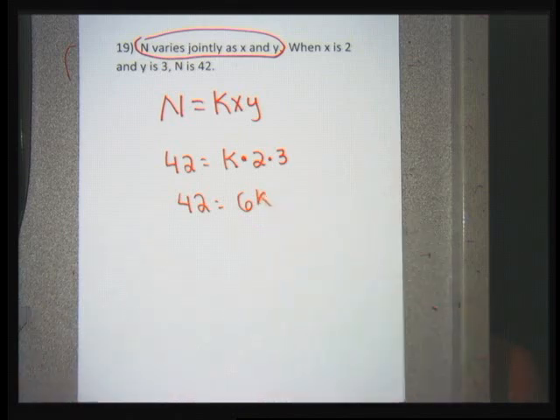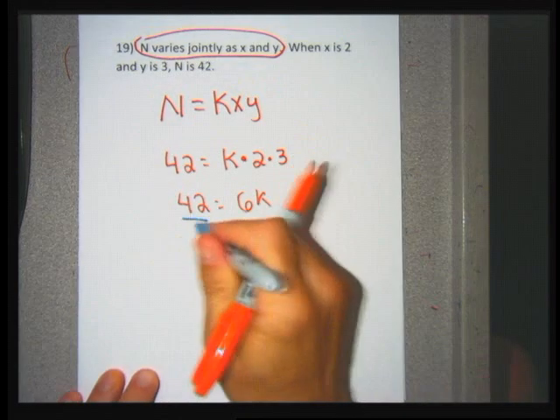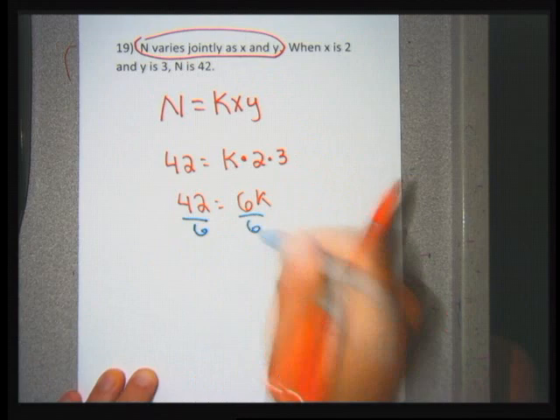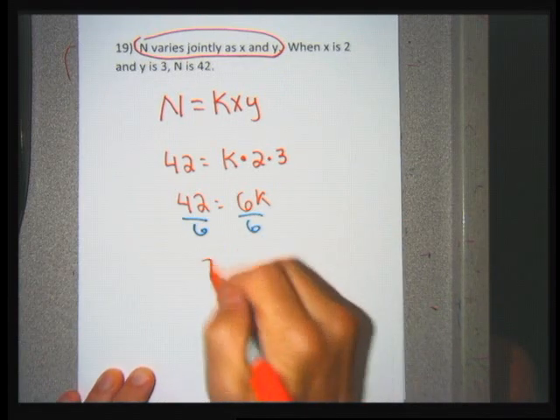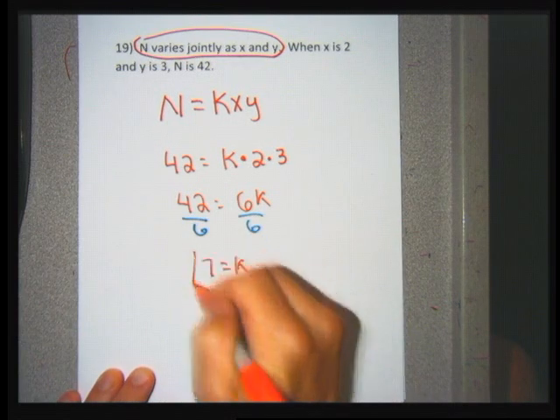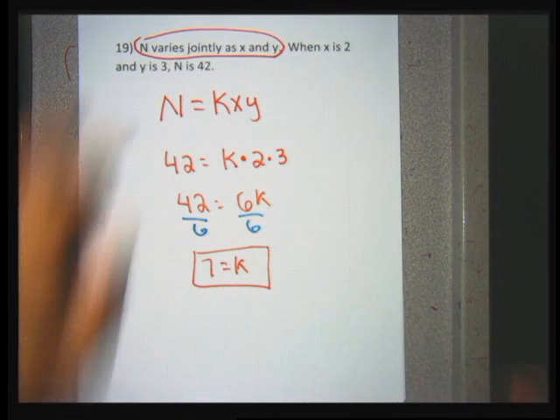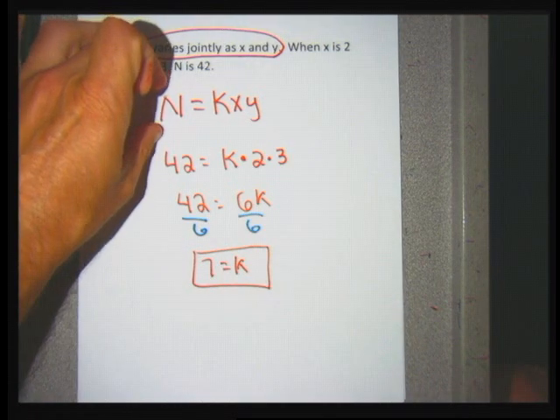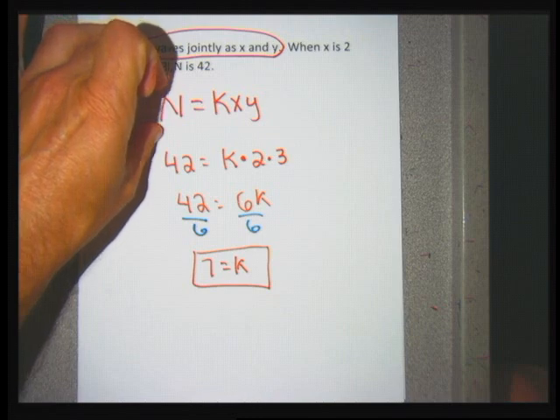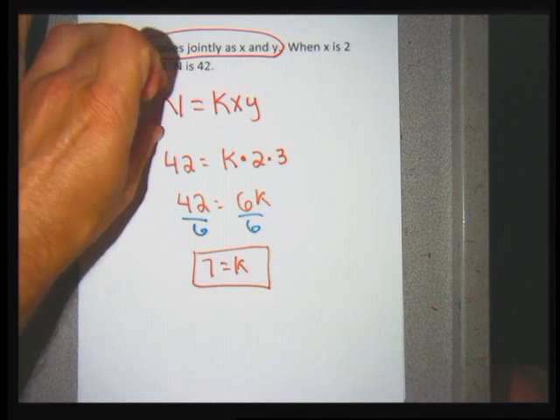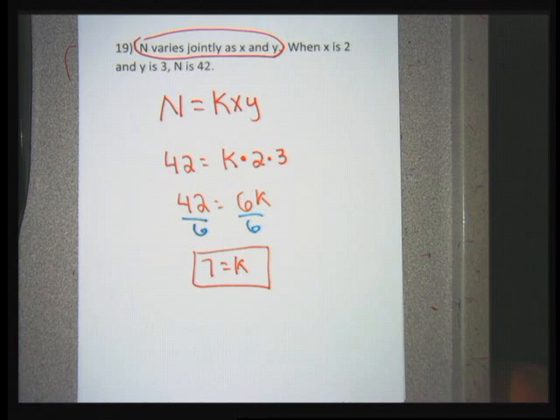So that gives me 42 equals 6k. I divide both sides by 6. 42 divided by 6 is 7. And the answer that I'd write for problem 19, if this was a test question, is just k equal to 7. The equation that I needed to get k equal to 7, you wouldn't write on an answer blank, but if you didn't have that equation right, you probably wouldn't get the right answer.